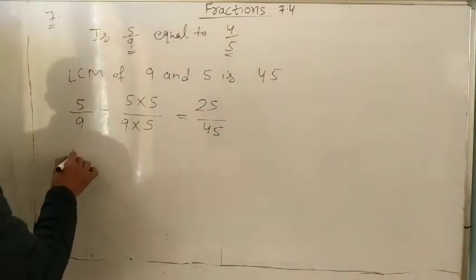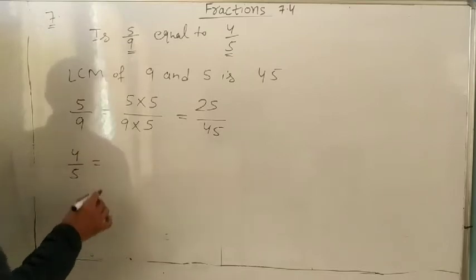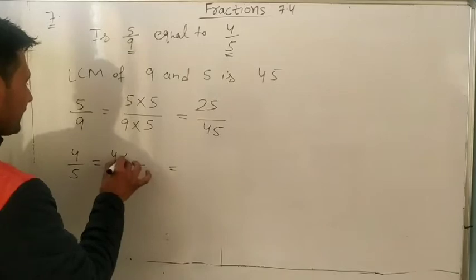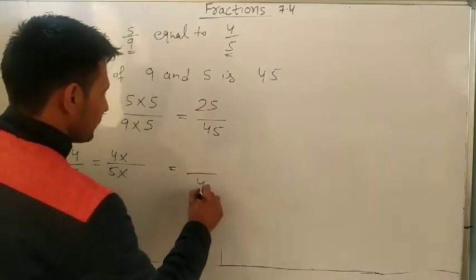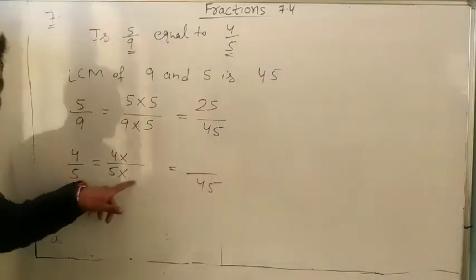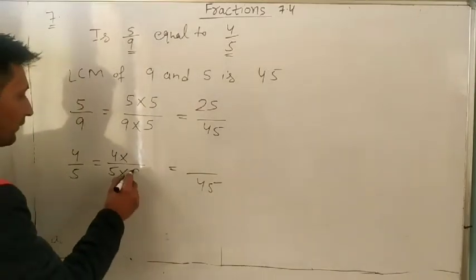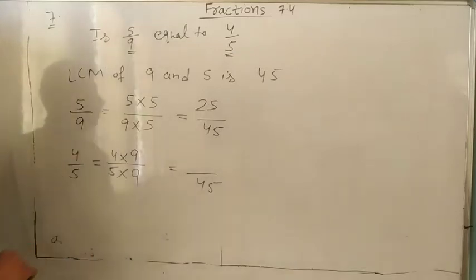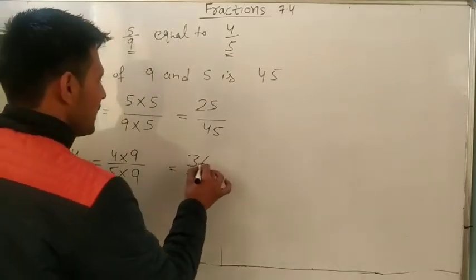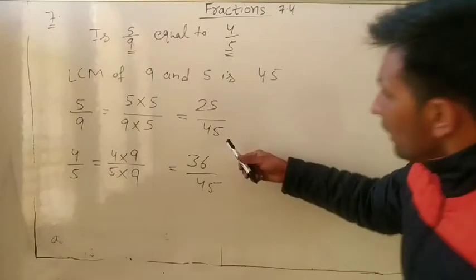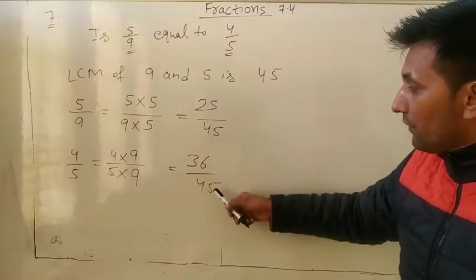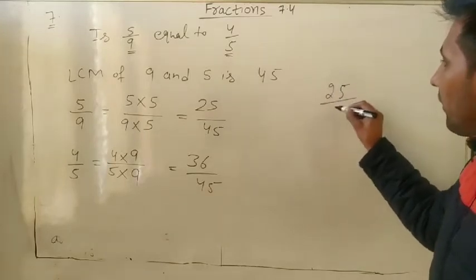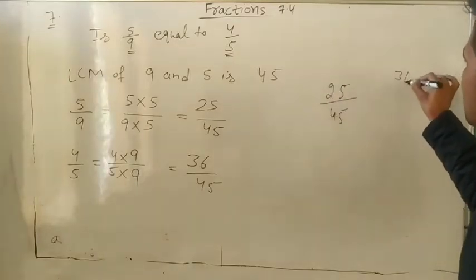Same as it is, 4 upon 5. We want to make the denominator 45. What number do you multiply by 5 to make it 45? 9. 5 into 9 is 45. So 4 into 9 is 36. Now the denominator is 45 for both. Now can you compare? Yes, 25 divided by 45 and 36 divided by 45.